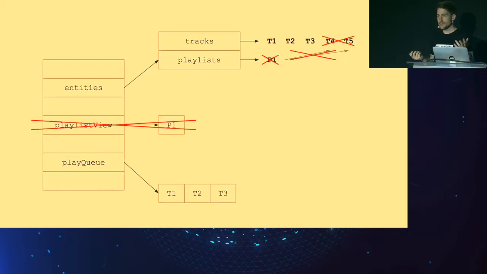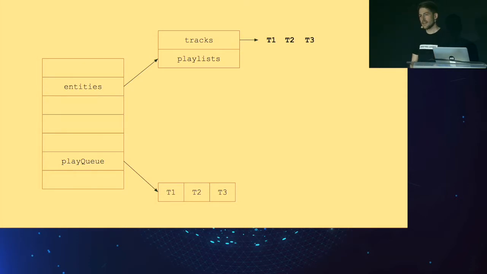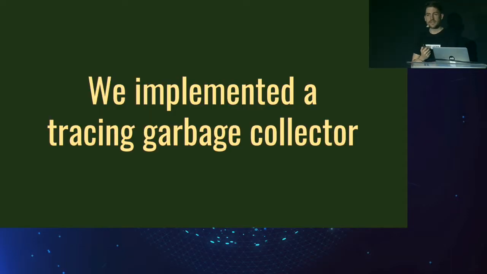This is actually happening in two steps, because traditionally it's called mark and sweep. You first mark everything you don't want anymore, and then you just remove it. But I don't think we need this today. And this is pretty much what we did. We implemented a tracing garbage collector for Redux.